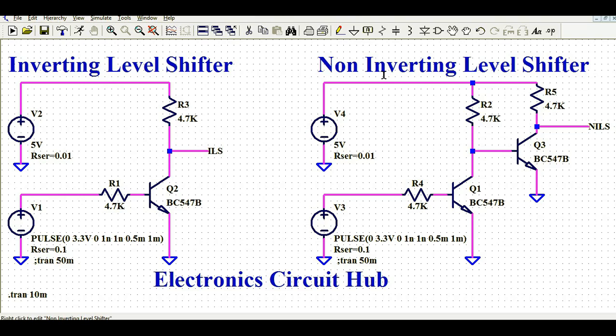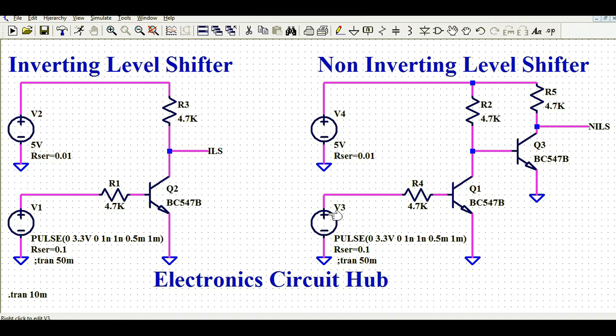Let us quickly understand the non-inverting level shifter. In the non-inverting level shifter, your input will be 3.3 volt and you will get an output of 5 volt. But here, your input and output are both in the same phase. That is why it is called the non-inverting level shifter.